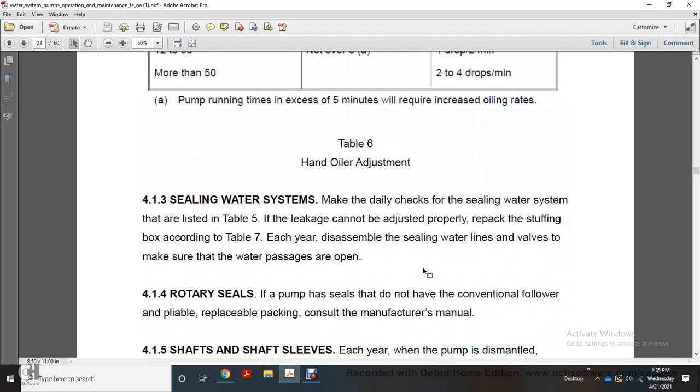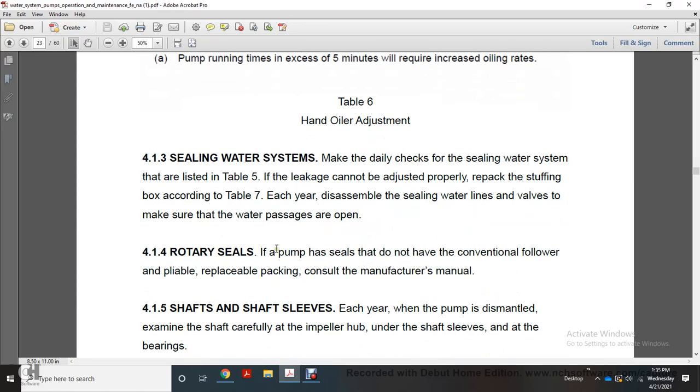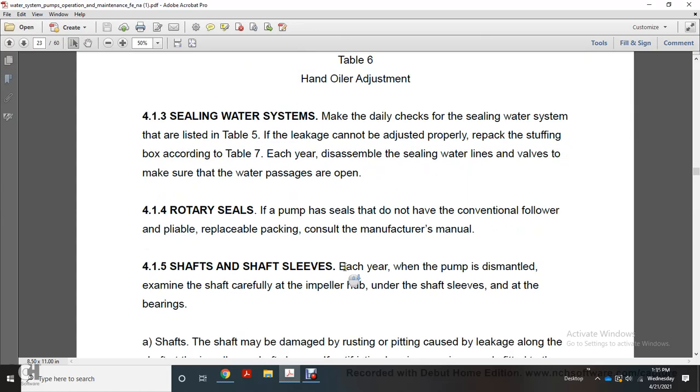413 Sealing water system. Make the daily check for the sealing water system listed in Table 5. If the leakage cannot be adjusted properly, repack the stuffing box according to Table 7. Each year, inspect the sealing water lines and valves to make sure the water passages operate. The rotary seals of the pump do not have conventional packing. For replacing the packing, consult the manufacturer's manual.